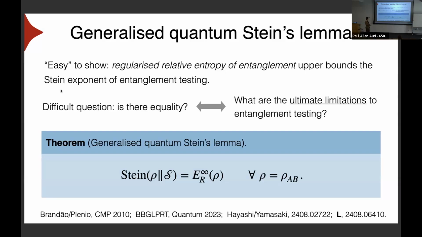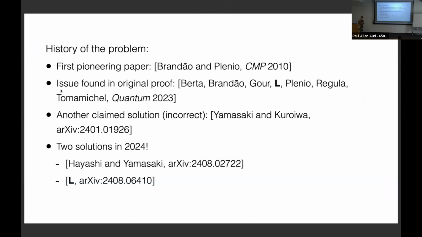As you see from the extensive list of references, this problem has an interesting history that I want to try to explain briefly. The first pioneering paper, and I cannot stress enough how important this paper was, is by Brandão and Plenio. Actually, they have three papers, one in Nature Physics and two in Communications in Mathematical Physics. And in the second CMP, they have the claimed full proof of this generalized quantum Stein's lemma. It's a very important paper. It introduced a lot of the framework that I'm going to discuss later, and it claimed the full proof. It turns out that the full proof is actually not there.